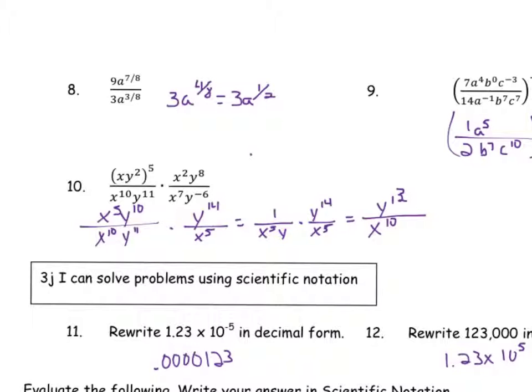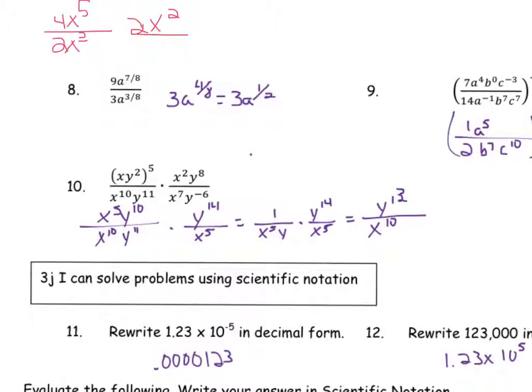The people that I helped with 8, I said if you had 4x to the 4th or to the 5th, let's say, over 2x to the 3rd, how would you simplify that? Well, 4 over 2 is 2 in the numerator, and then you subtract, so we have x squared. It's the same thing, even though there are fractions in there. 9 over 3 is 3.